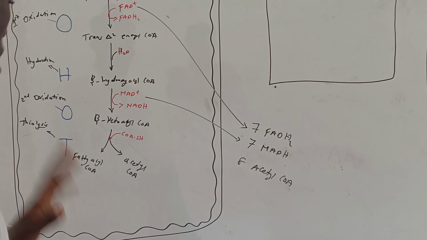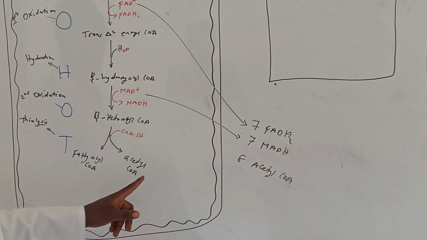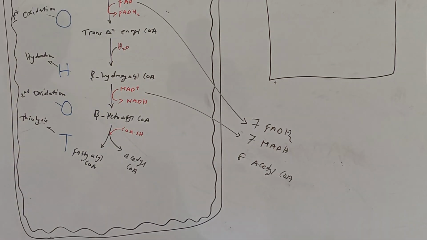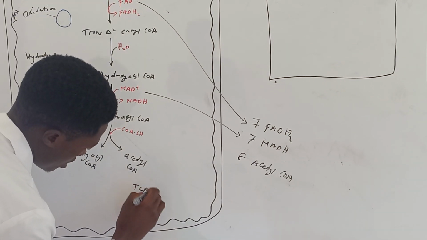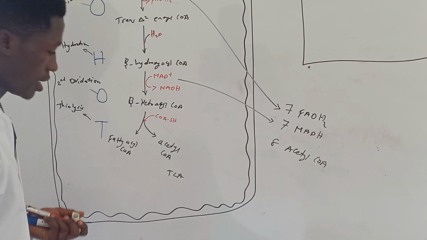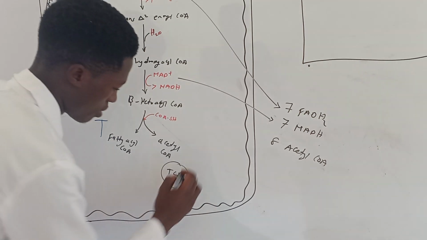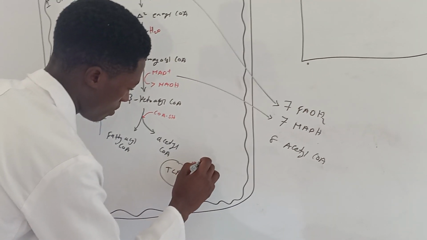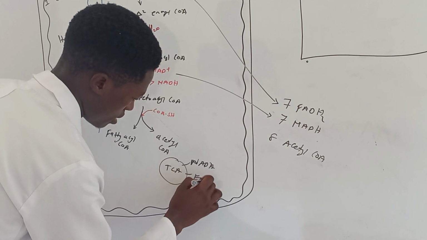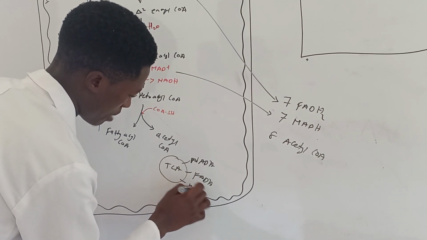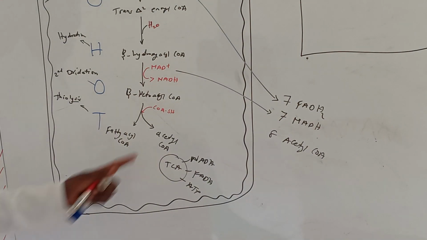Alright, yes. Now, one acetyl CoA, let me just show you here. This is going to move to the TCA, right? The tricarboxylic acid cycle or the Krebs cycle. We're going to form NADH and FADH2, and also we're going to produce some ATP from the TCA.